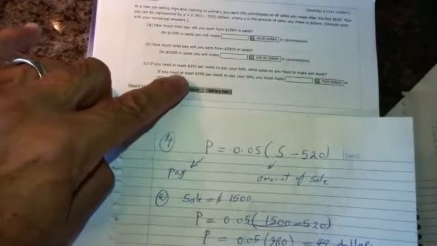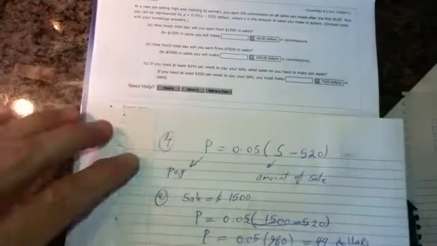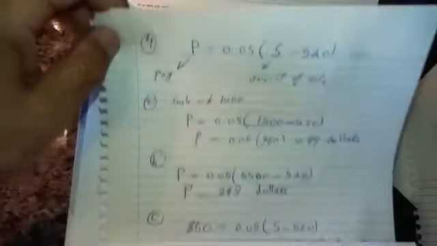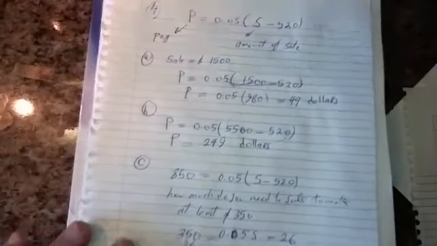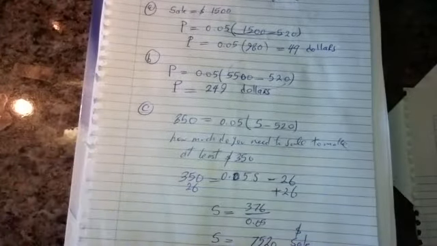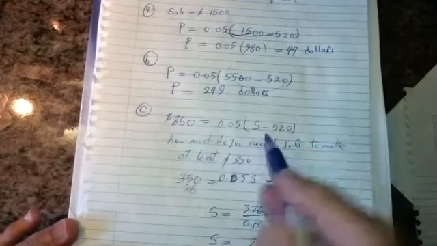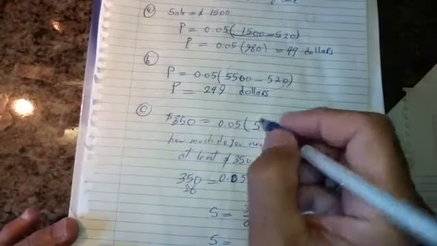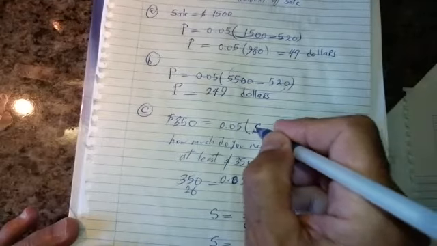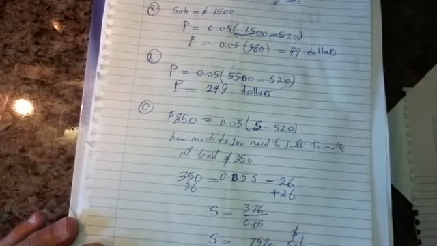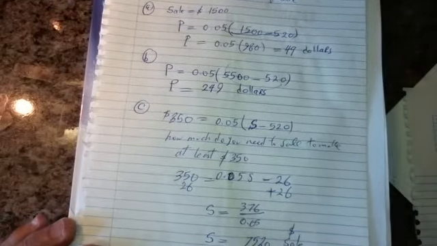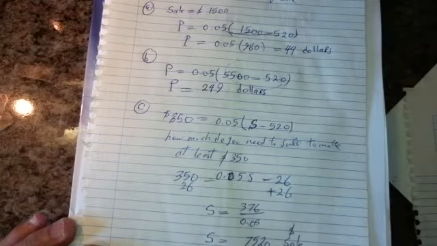Now, part C, if you need at least 350 per week, what are your sales? See here? If your pay is $350, how much is S? S is unknown. How much do you need to sell to make at least $350?